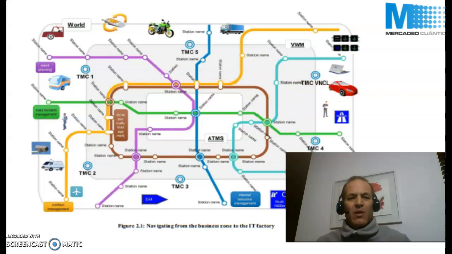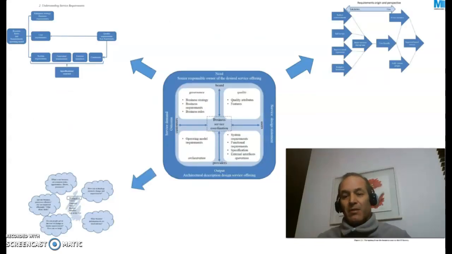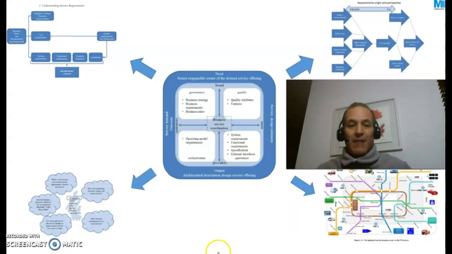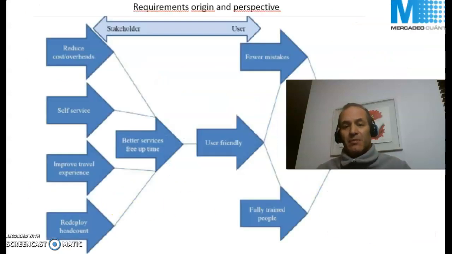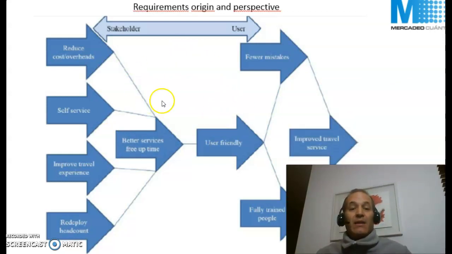Going back to the business architecture, which is basically the pivot point of this chapter, it is important to say how to bridge the gap. The gap will start being bridged by the difference between what the stakeholder wants and what the user wants. If the stakeholder wants to reduce costs and overheads, improve self-service, improve travel experience and redeployment, that's what the stakeholder basically wants.